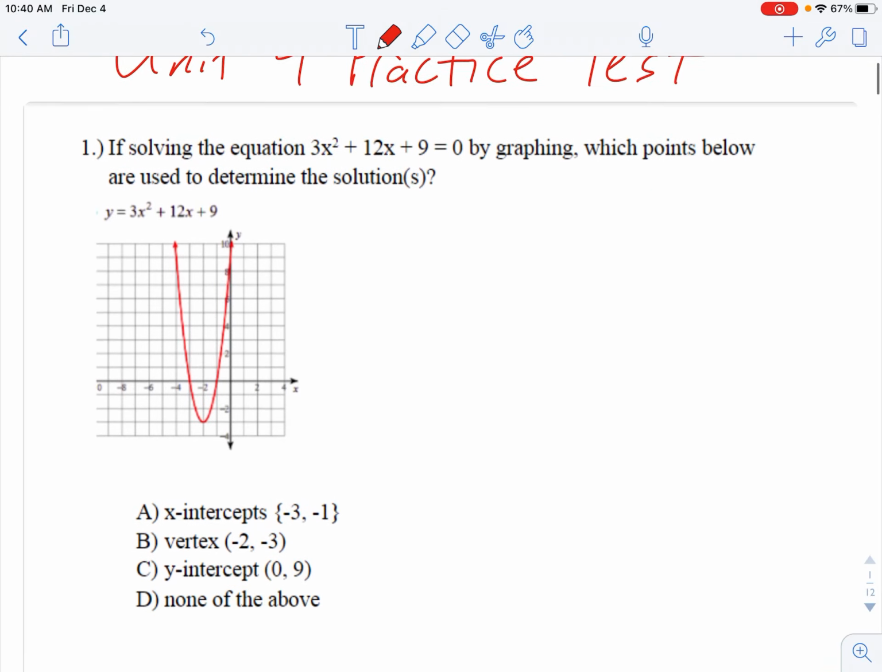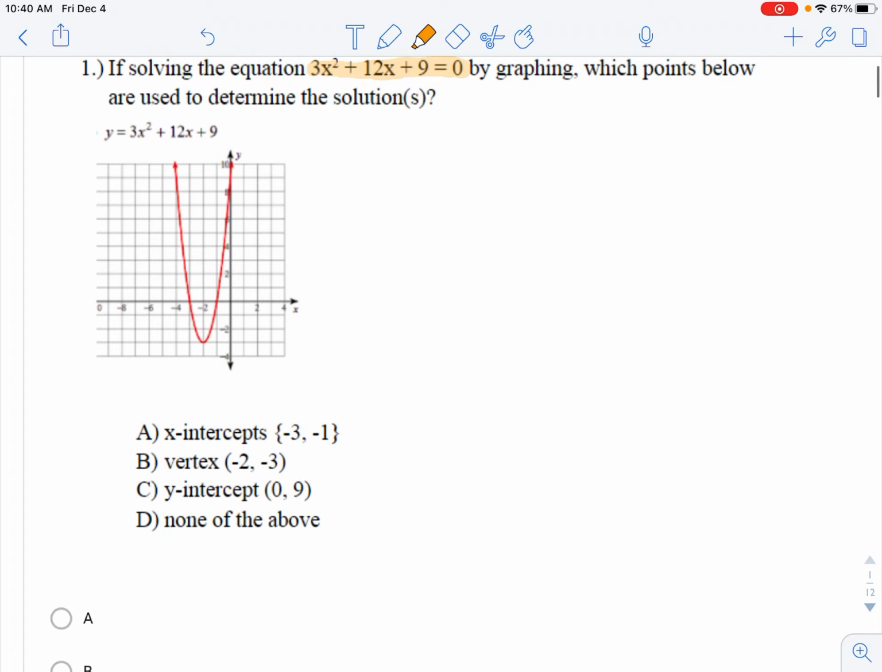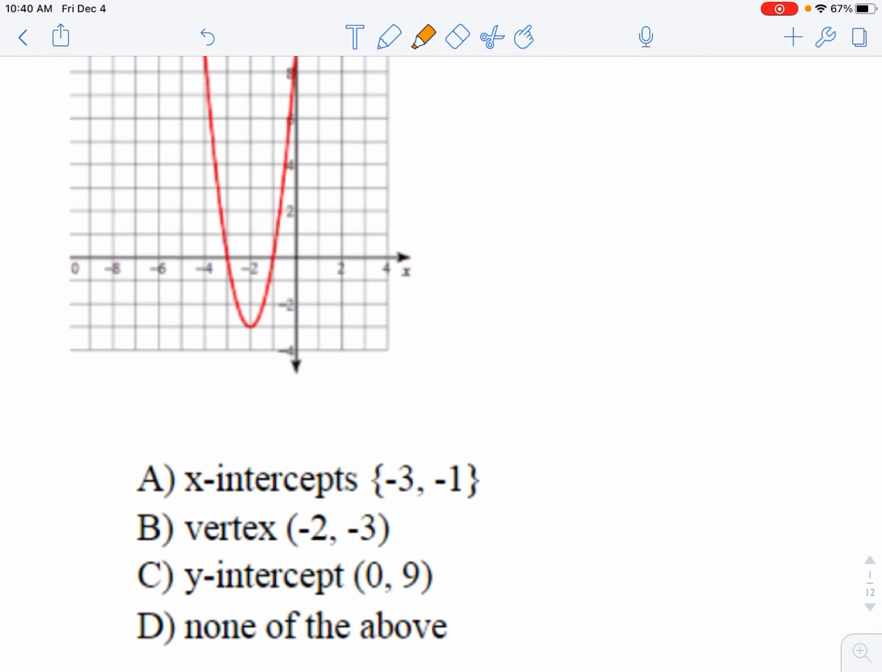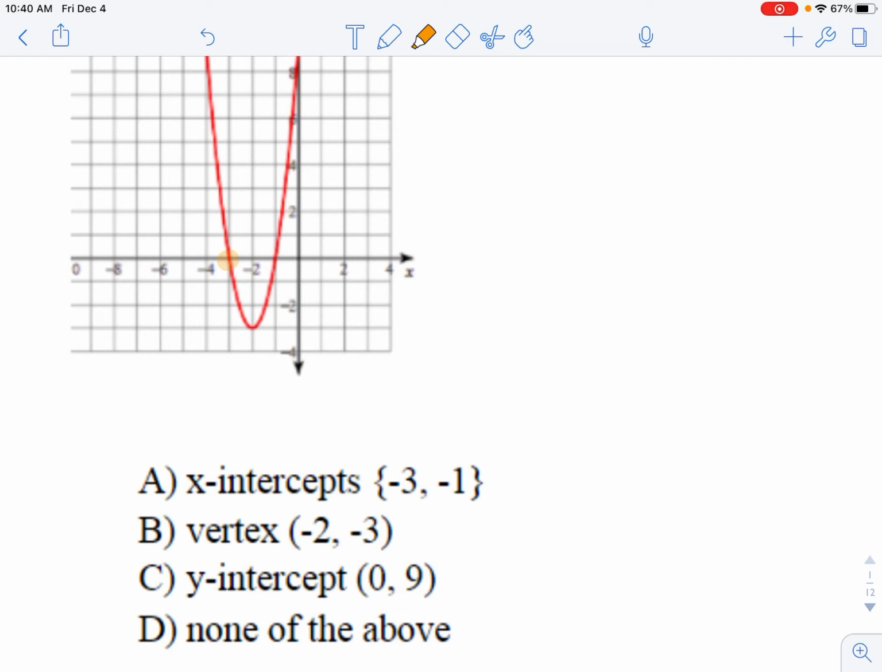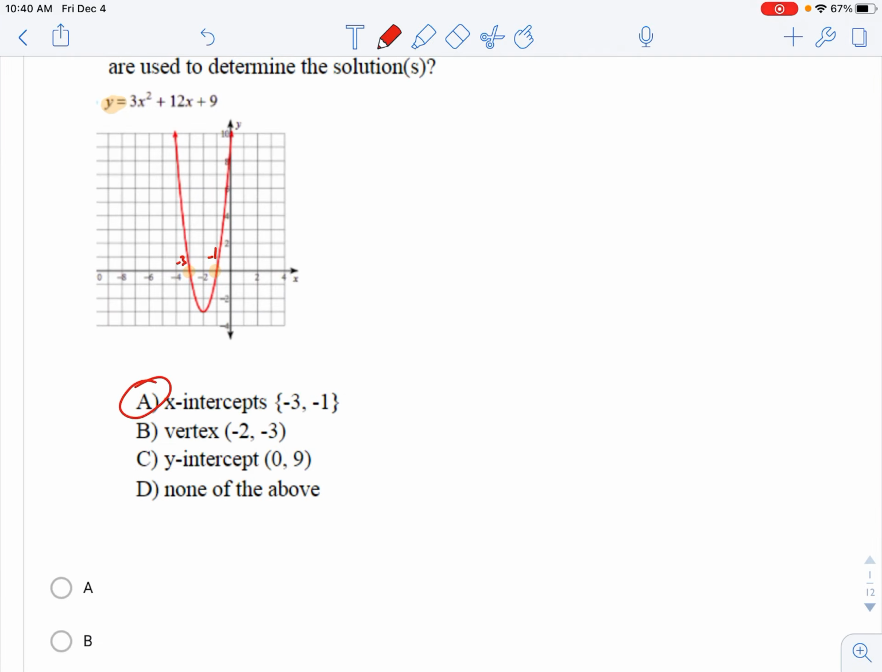Okay, problem number 1. If solving this equation, 3x squared plus 12x plus 9 equals 0 by graphing, which points below are used to determine the solution? So here's the graph of the equation if it were equal to y instead of equal to 0, so we get that parabola shape. And if you recall from the lessons, the solutions are those two x-intercepts, which happen at -1 and -3. So the answer here is going to be A.